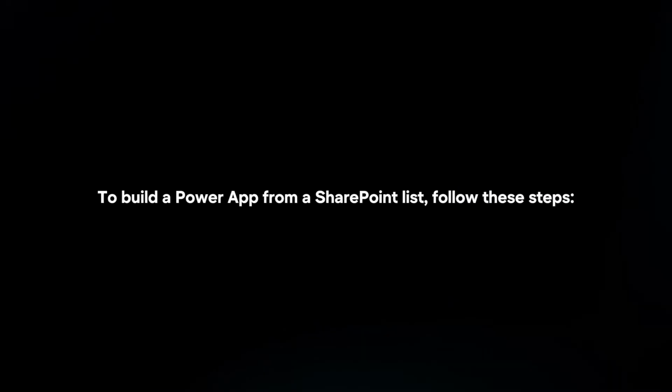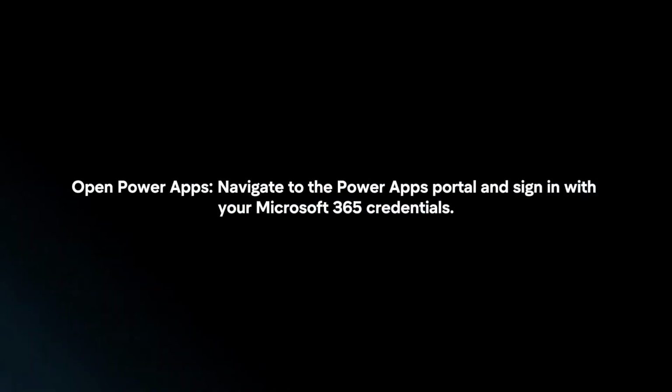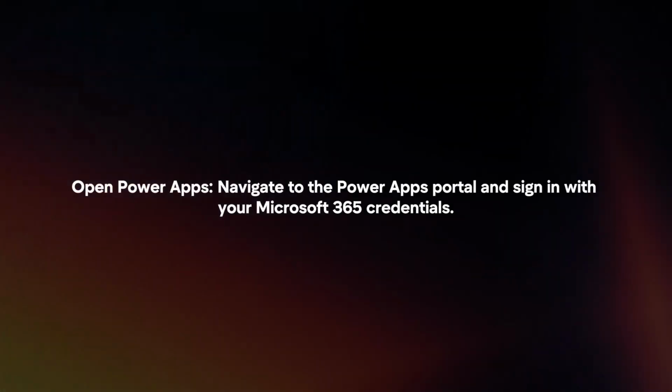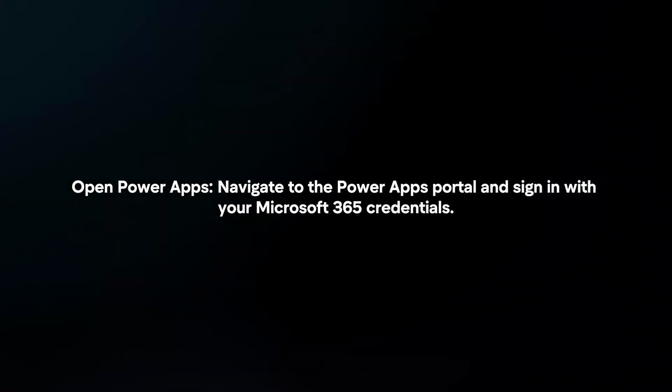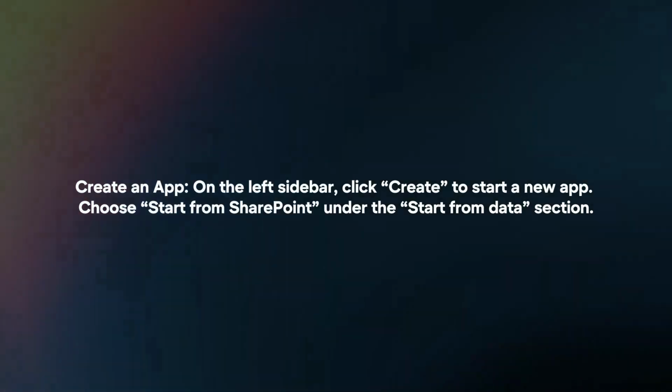To build a Power App from a SharePoint list, follow these steps. Open Power Apps. Navigate to the Power Apps portal and sign in with your Microsoft 365 credentials. Create an app. On the left sidebar, click Create to start a new app.